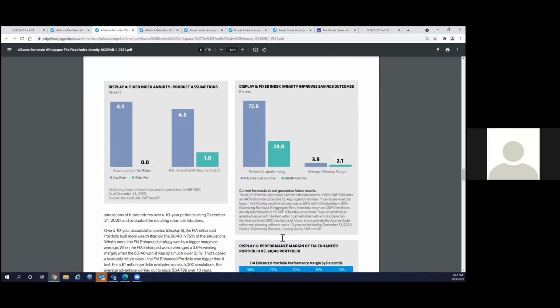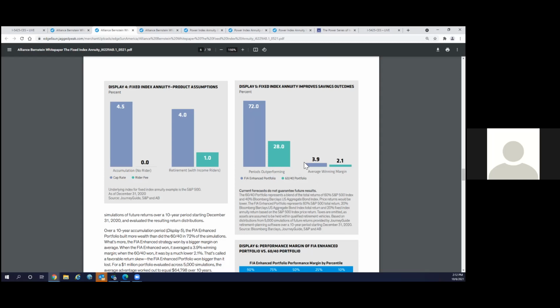Now, the basis of this portfolio, the background of it, is that we ran 5,000 simulations. These returns were provided by Journey Guide, a retirement planning software, over the past 10 years of historical data, dating back to December 2020. We're seeing that the traditional 60/40 portfolio versus an FIA enhanced portfolio of 60/20/20, with 20% in the fixed index annuity, an accumulation only, no fee, has a 72% chance of improving the overall outcomes of average returns. How much so?